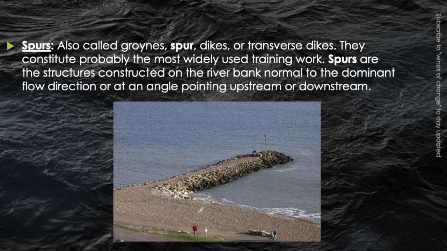And spurs or groins, we have already seen spurs or groins. These are provided transverse direction to the river flow, also called as groins, spurs, dikes and transverse dikes. They constitute probably the most widely used training work. Spurs are the structures constructed on the river bank normal to the dominant flow direction or at an angle pointing upstream or downstream. Okay, so these are the groins.